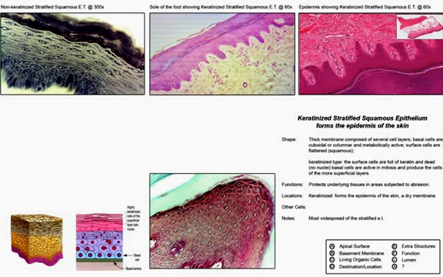That will be sitting and coupled with the dermal papillae from below, and joining from the epidermis, the epidermal pegs with that dermal papilla. Each of these pictures are excellent views of keratinized stratified squamous epithelial tissue.